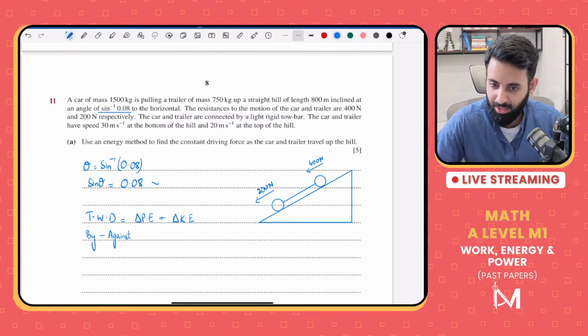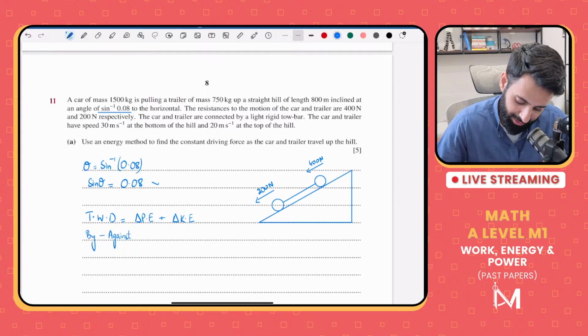So this is theta, and this is the height. Now for height, I always prefer that you make a separate triangle.